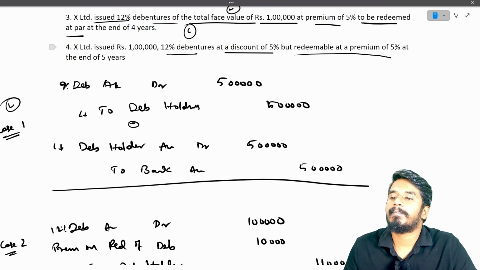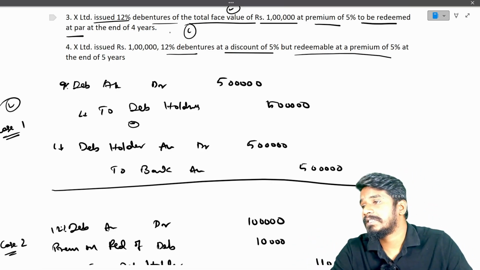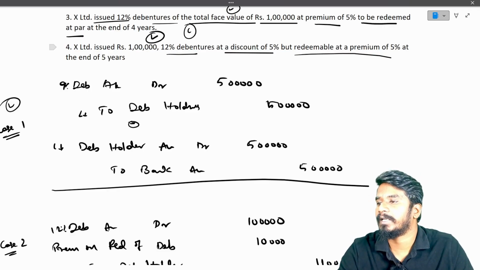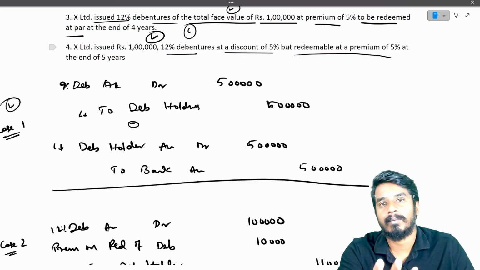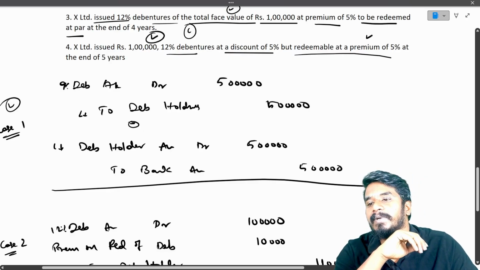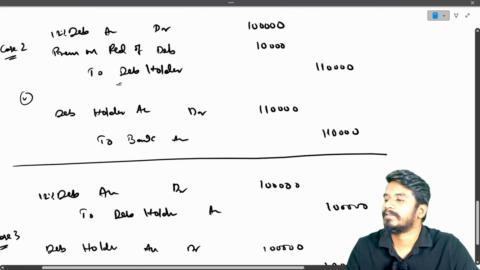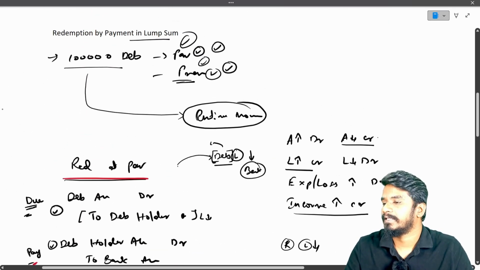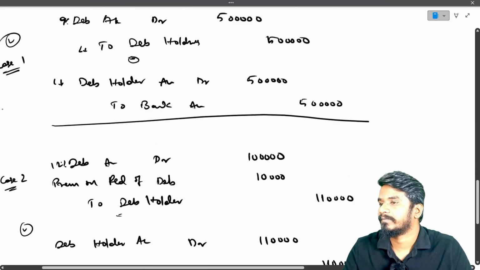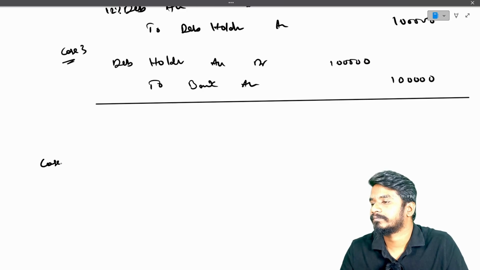X Limited issued 1 lakh worth of debentures, 12% debenture it is, at a discount of 5%, but redeemable at a premium of 5%. Here, we are not concerned about issued at premium or issued at discount, whatever it may be, but we are concerned only about redemption. So redemption is at premium, so premium entry will come. This entry, second case. That's it. Nothing else, right? Issued 1 lakh, and what is the premium? 5%. This is case 4.